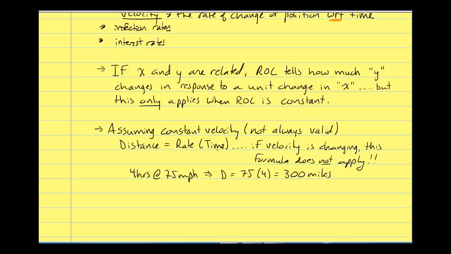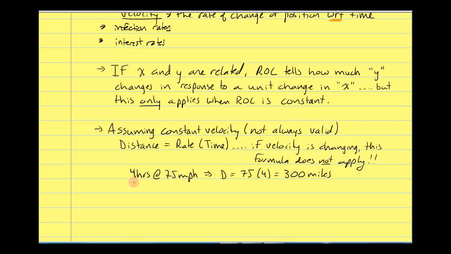Now if velocity is changing, this formula no longer applies, because if you can see this, the rate is what we're looking at here. Rate is basically related to velocity. And if this is changing, how will this formula work? What if my rate was 2.5 miles per hour and then it switched to 2.8 miles per hour? I couldn't use this formula anymore. So again, this only applies when rate or velocity is constant. If velocity is changing, this formula doesn't work anymore.